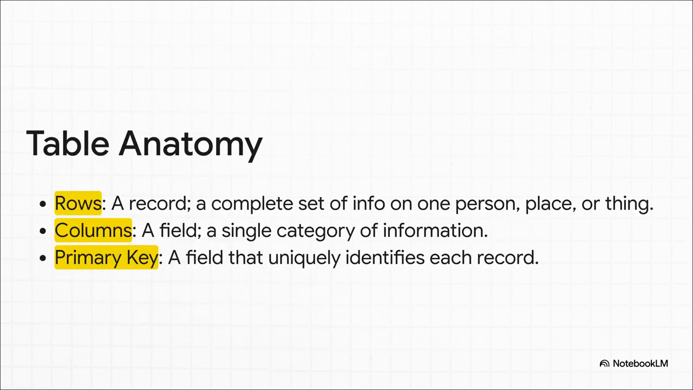Okay, to really get tables, you only need to know three words. First up, each row, that's what we call a record. Think of it as one complete entry, like all the info for one specific student. Then you have the columns. Each one is a field, and that's just a single category of information, like first name or email address. And then, and this is the really crucial part, you have the primary key. This is a special field, maybe a student ID number, that makes every single record totally unique. It's the secret sauce that stops you from getting duplicates unless you connect everything together.